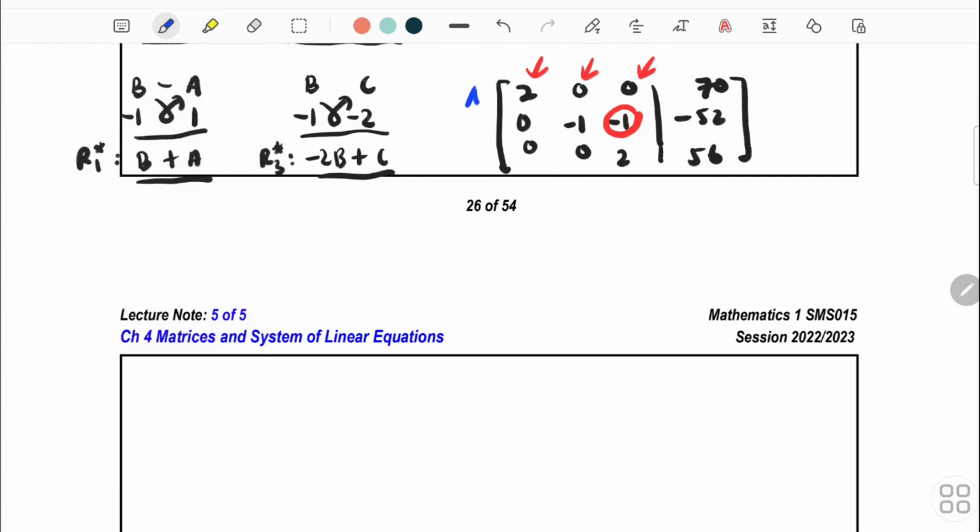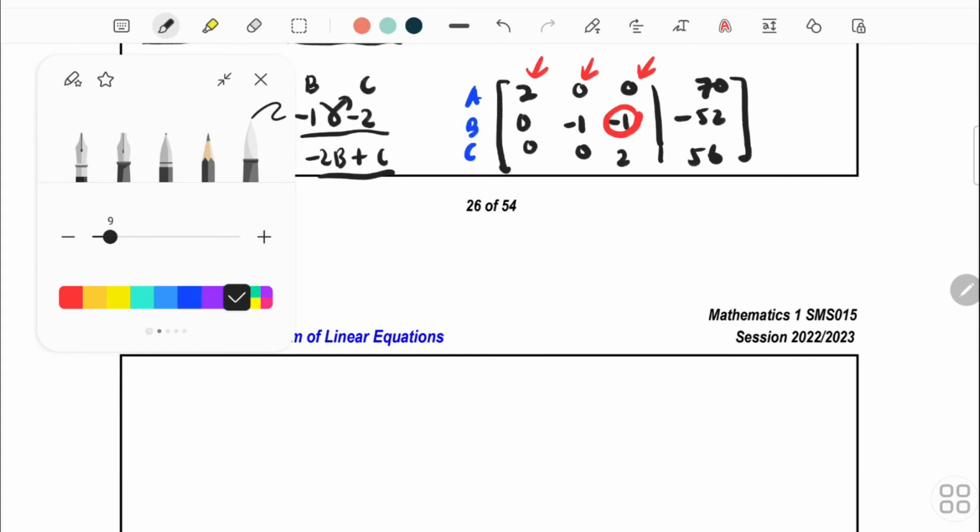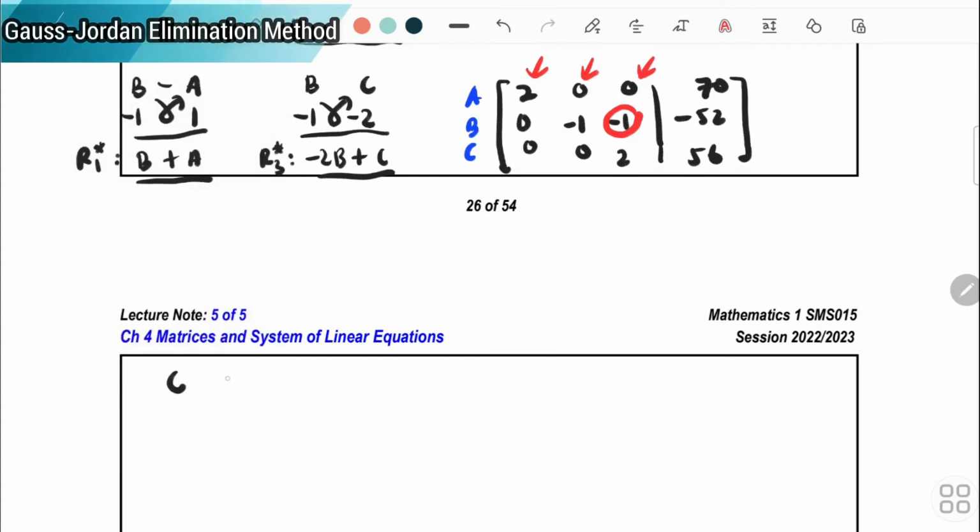So A, B, C. So the reference row should be the C. So C pair with B. So this one should be 2 and negative 2. Just cross multiply with this thing. So negative C minus 2B. So that will give you the new R2. Okay, the new R2. Right.